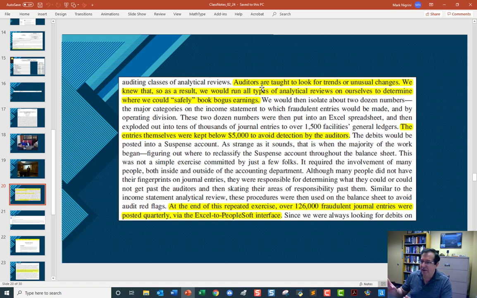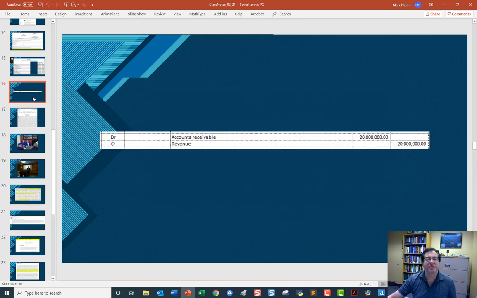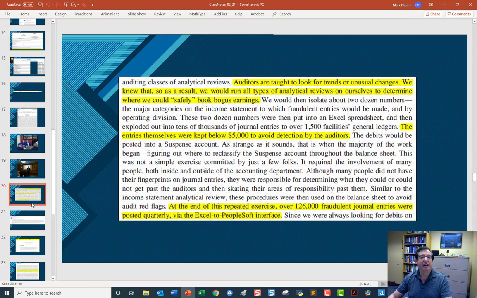We didn't want any of our ratios to be out of line and have the auditors look a little deeper. The journal entries were kept below 5,000 to avoid detection by the auditors. They knew that the auditors only looked at journal entries that were $5,000 and higher. In other words, the auditors would have looked at a large journal entry like that. So what they did was they broke them up into little chunks.